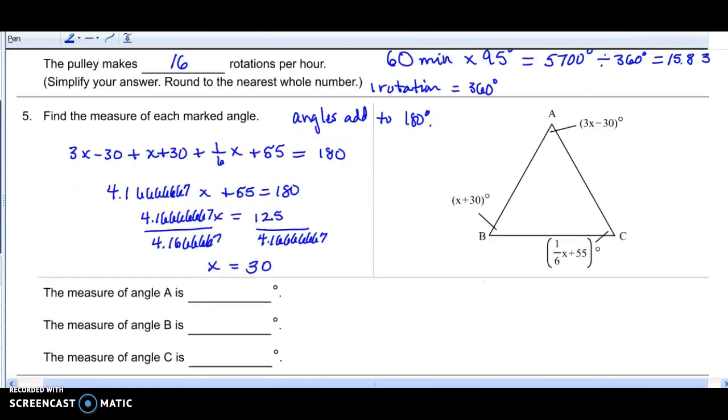When we solve this equation, we get x equal to 30, so we can find our three angles. For A, it's 3 times 30 minus 30. For B, it's 30 plus 30. And for C, it's 1/6 times 30 plus 55. And you'll notice 60 degrees, 60 degrees, and 60 degrees for each one of those angles. So we're looking at an equilateral triangle. So let's check out our next one.